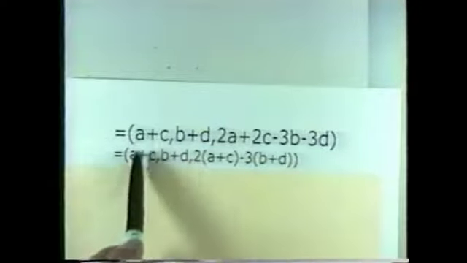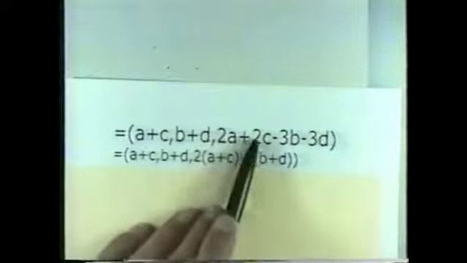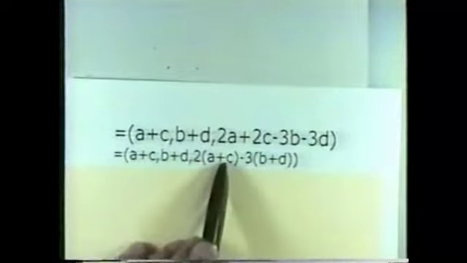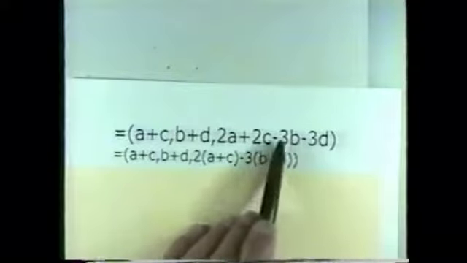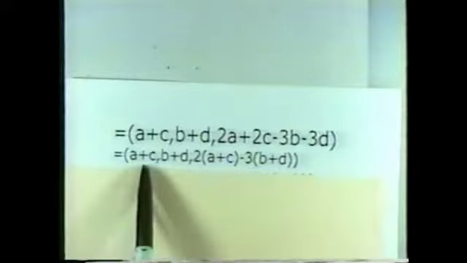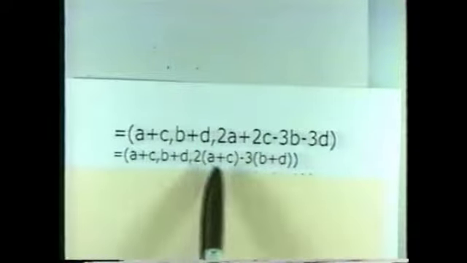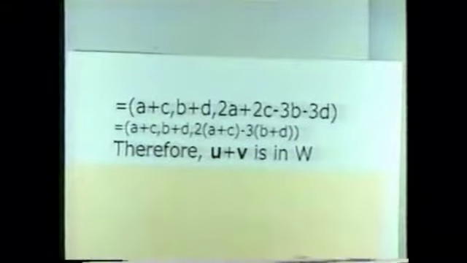Well, this satisfies the pattern of a plus c, b plus d. Now I can factor 2 out of this, 2 times (a plus c), and factor a negative 3 here, times (b plus d). So we see it satisfies the pattern of (x, y, 2x minus 3y) if we let x be a plus c and y be b plus d. So it's (x, y, 2x minus 3y), satisfies the pattern, so therefore u plus v is in W.